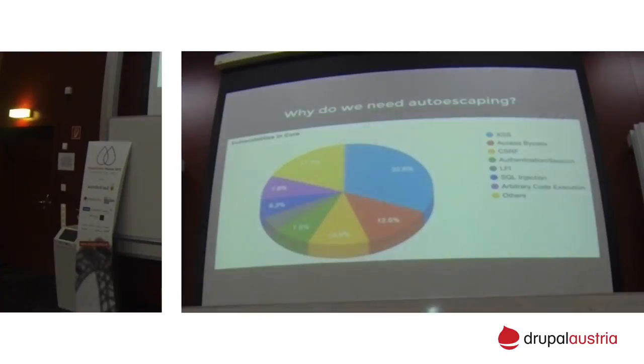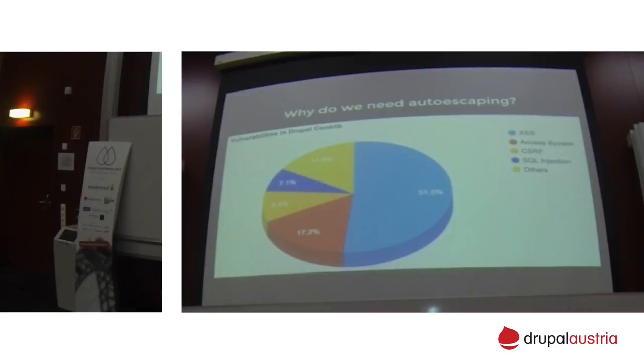The reason why this is so important is that 32% of all the security vulnerabilities that Drupal Core has are XSS. But that's not all, that's only Drupal Core. Guess how it is for the contributed modules? 51% of all the security vulnerabilities that are in the Drupal contributed modules, or projects in general, are XSS. And that is pretty bad. That is a big number of security vulnerabilities. And if you could get rid of all those security vulnerabilities by auto-escaping things, they would have half as many security vulnerabilities in the modules. So we are actually talking about serious business.